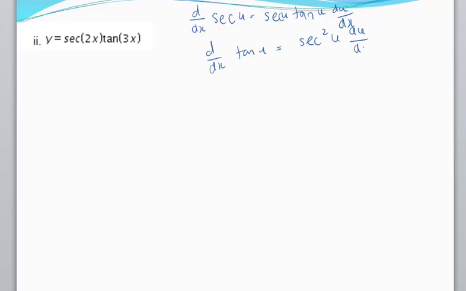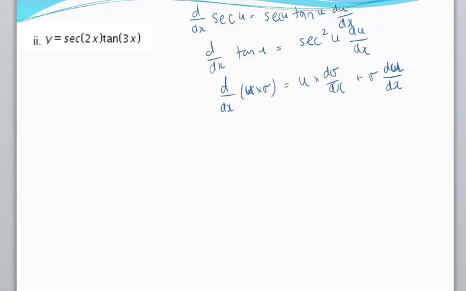Looking at our next example, again we're going to start out by writing the rules that we know up here. d/dx of sec u becomes sec u tan u du/dx. And d/dx of tan u is sec squared u du/dx. And again we're going to be using our product rule: d/dx of u times v is our u times dv/dx plus our v times du/dx.